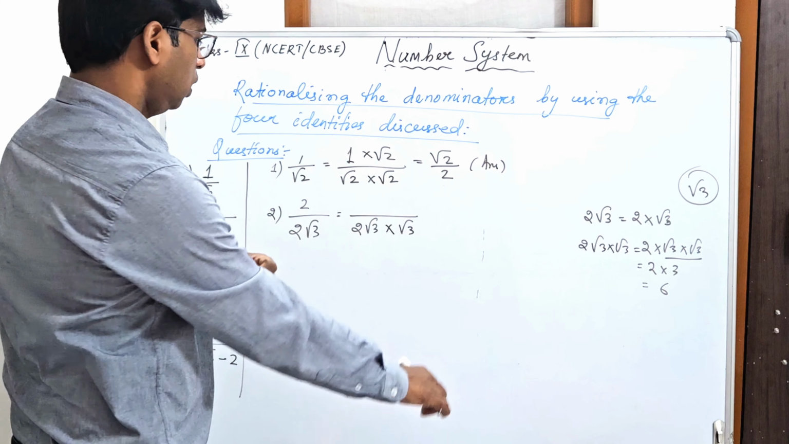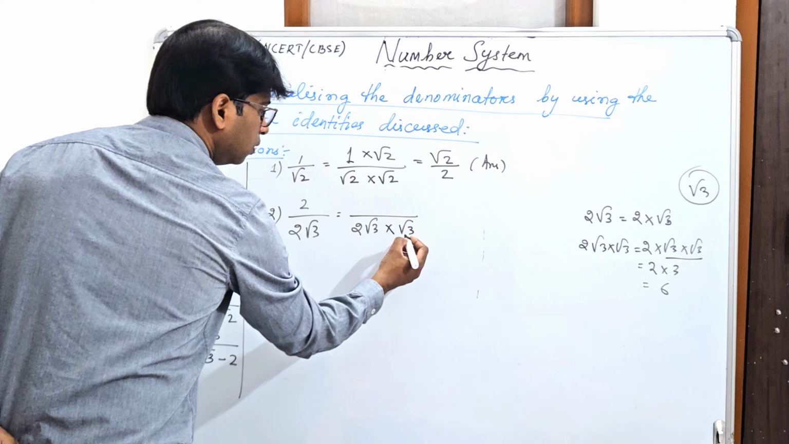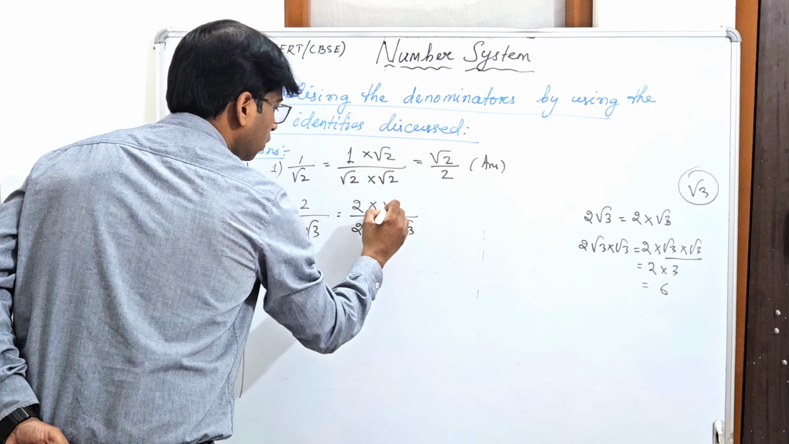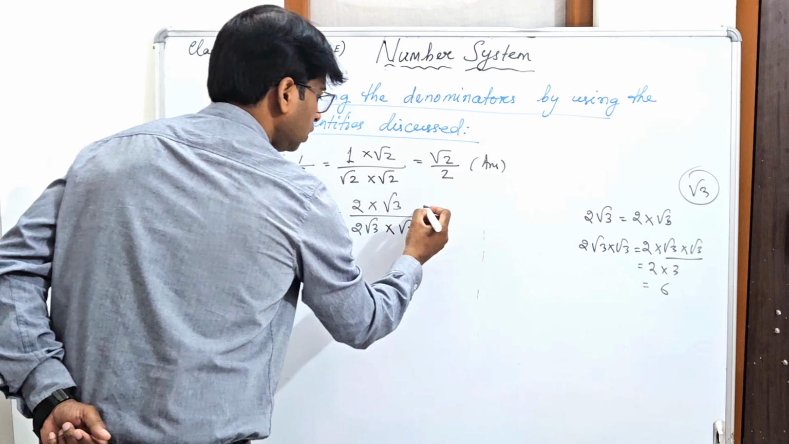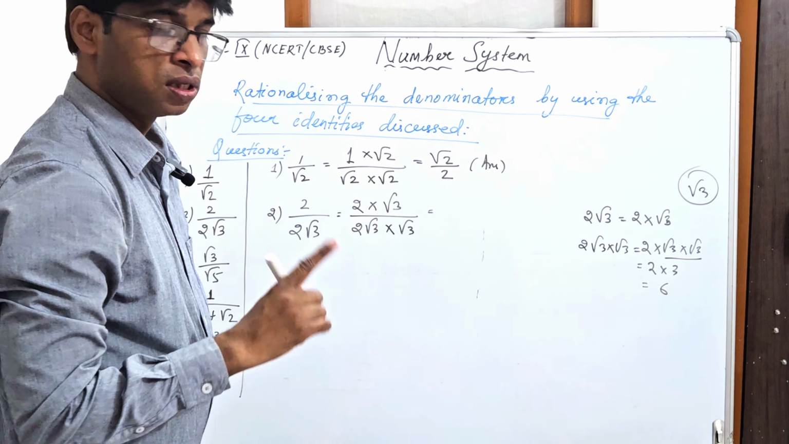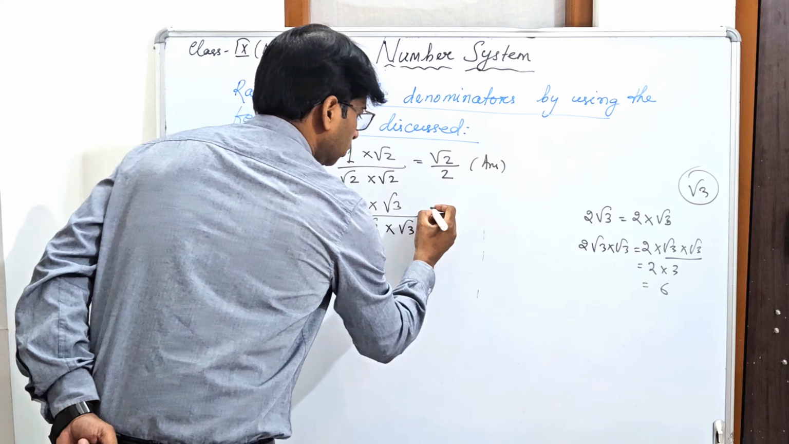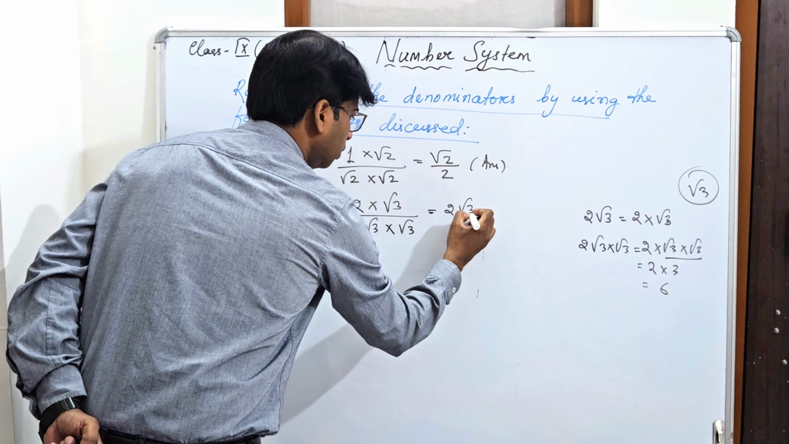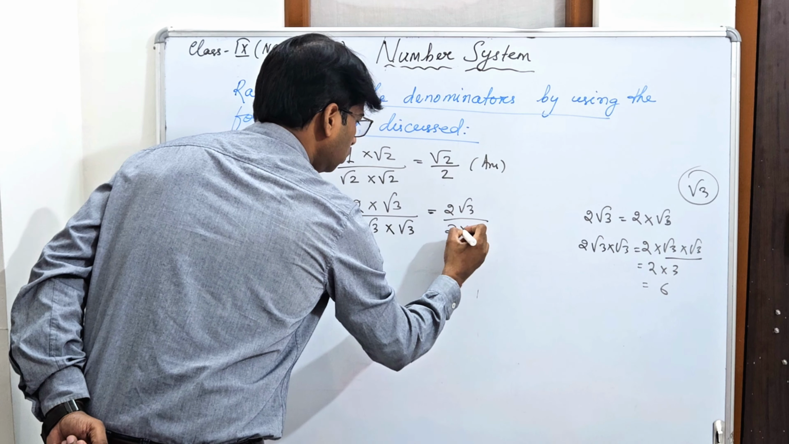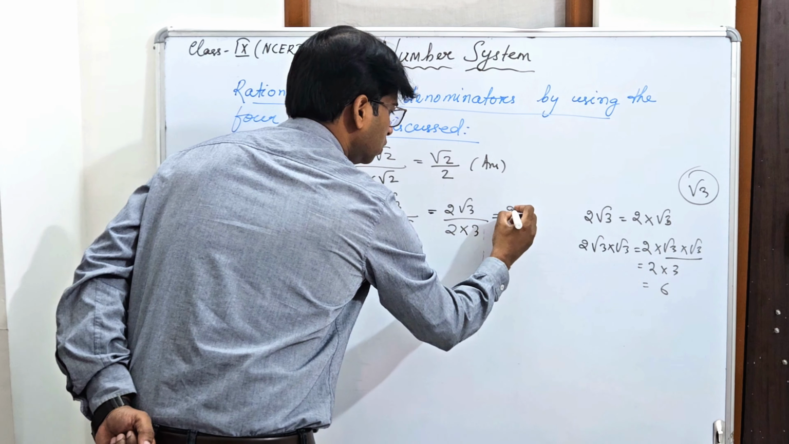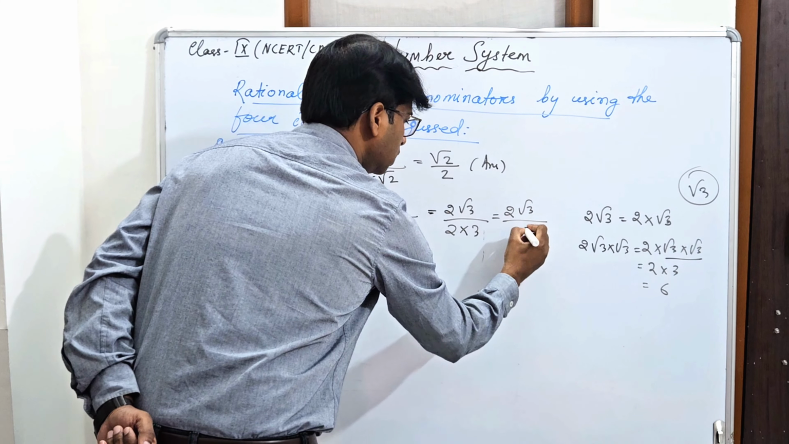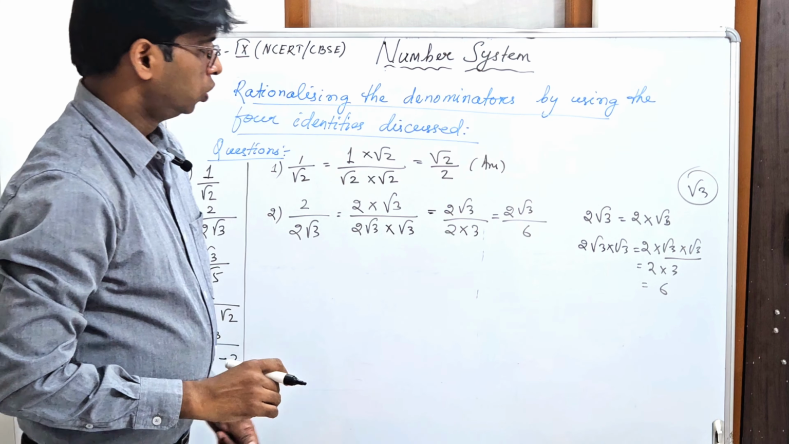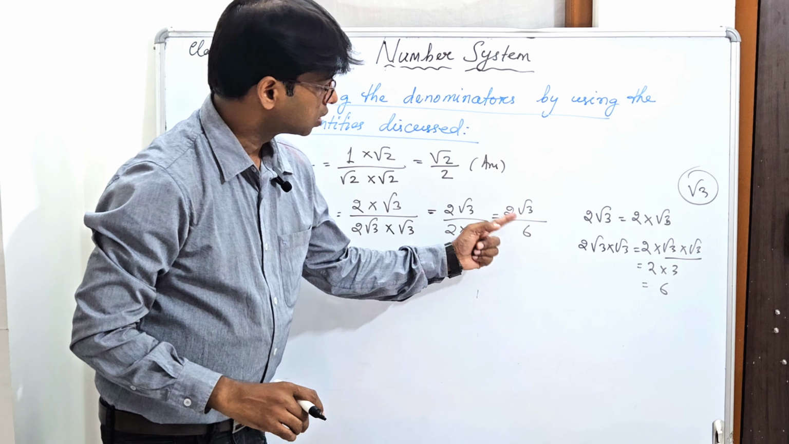So here also the same thing will happen. Whatever number you have multiplied with the denominator, the same you will be multiplying with the numerator, and with the same sign also. Sign changes should also be very much taken care of. So it will be 2 root 3 by 2 into 3, which is 2 root 3 by 6. Now is that the final answer? No. We can also simplify 2 and 6.